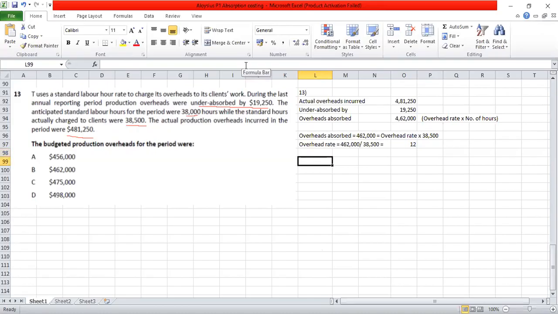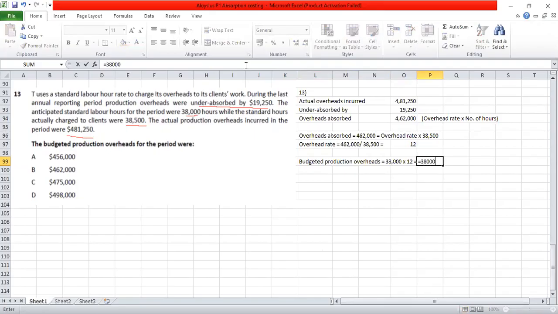Initially, they planned the overheads for 38,000 only. So, what are the budgeted production overheads? So, budgeted is equal to, they have planned it for 38,000, 38,000 into 12, which is equal to 456,000.